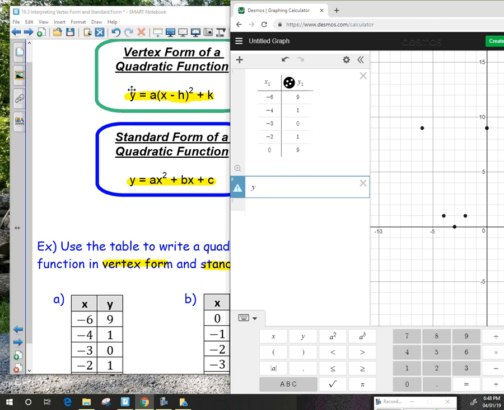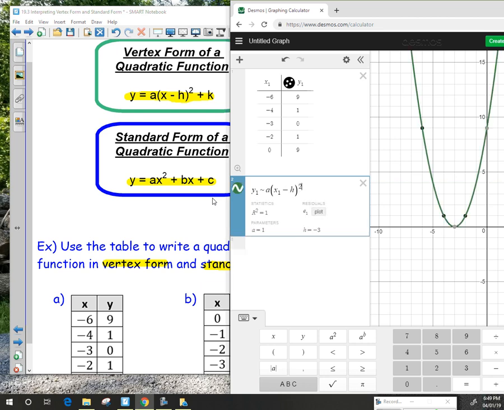So instead of just putting in this exact equation, I'm going to put in my sub 1, and instead of an equal sign, I'm going to put in that fancy tilde. So I'm going to put in my y sub 1, my tilde, my a parentheses x sub 1 minus h parentheses squared, and then my plus k. You'll notice that when I do that, down here at the bottom we get an a value, a k value, and a -3.